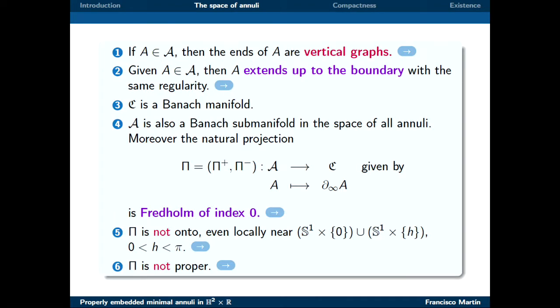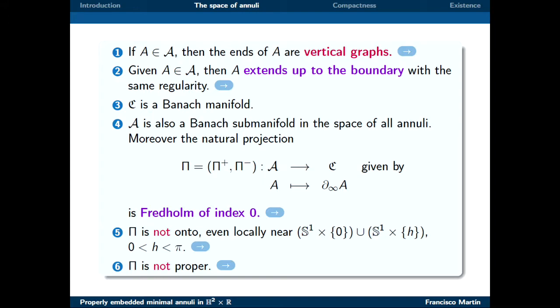So the other thing which is important is that if you have a minimal annulus so that the boundary has some kind of regularity, you can extend the annulus with the same regularity. That means that if the ideal boundary has class C3, you can extend your annulus as an annulus with boundary of class C3, which is also important if you want to do some computations along the boundary.